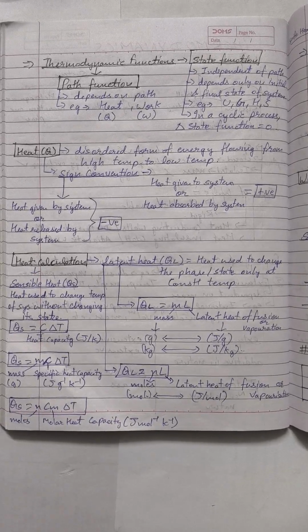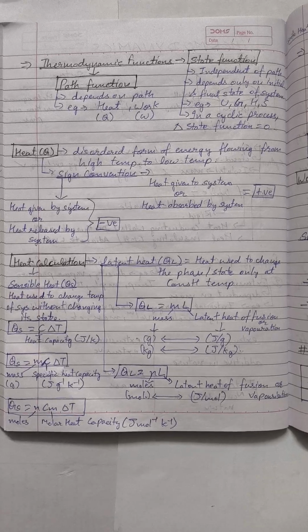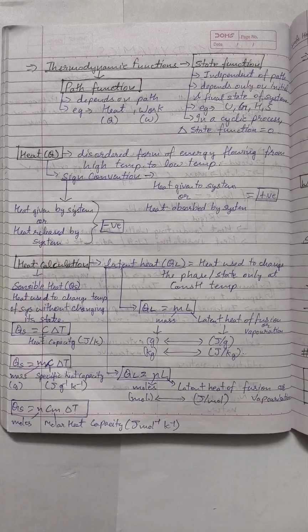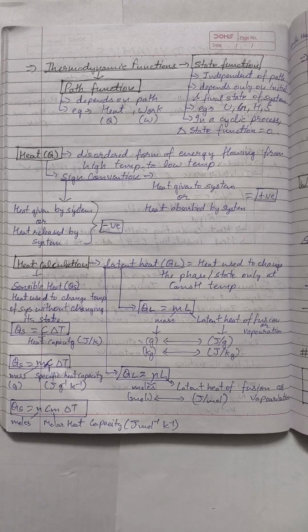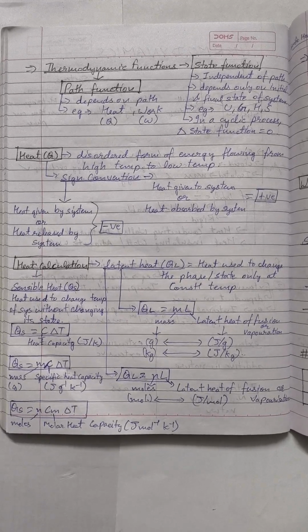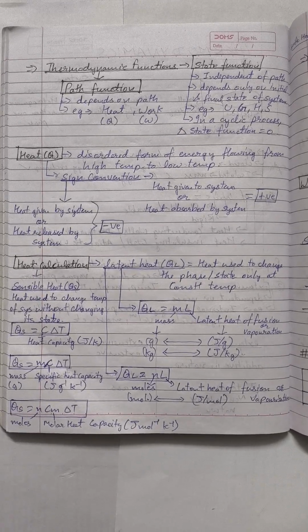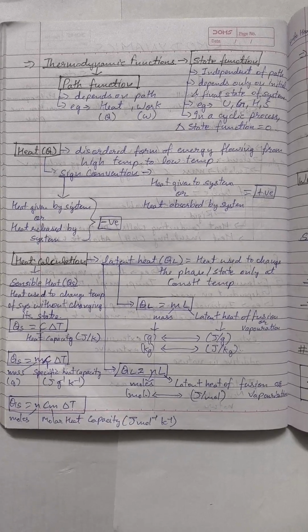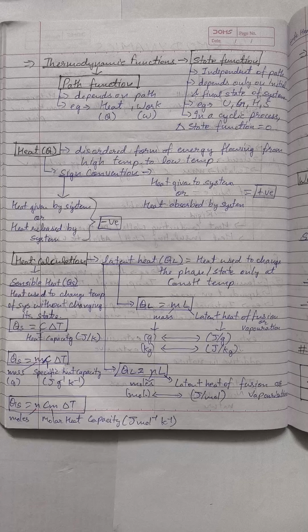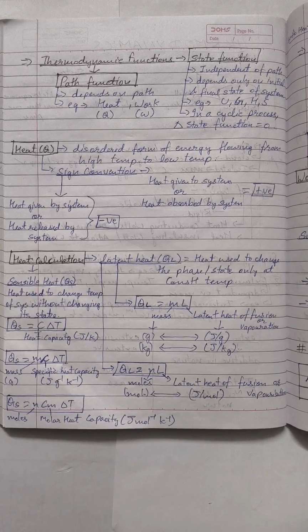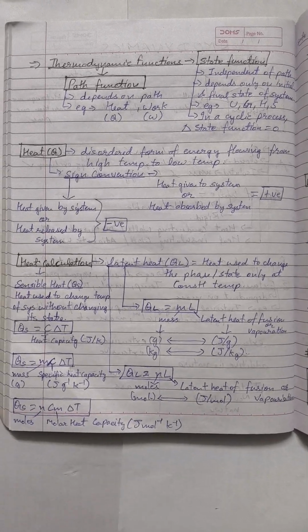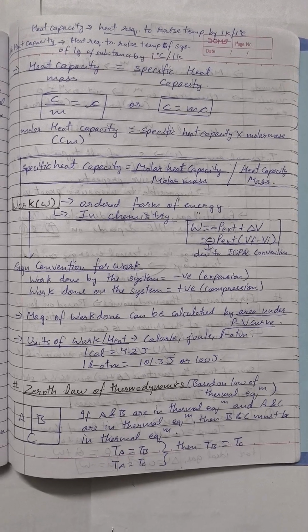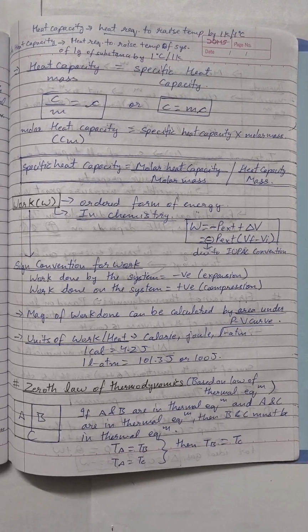In terms of moles, sensible heat can be calculated with the formula Qs is equal to n Cm delta T, where n represents number of moles, Cm represents molar heat capacity with the unit joule per mole per Kelvin, and delta T represents temperature change in Kelvin. Now let's go through the terms we just mentioned. The first one is heat capacity.